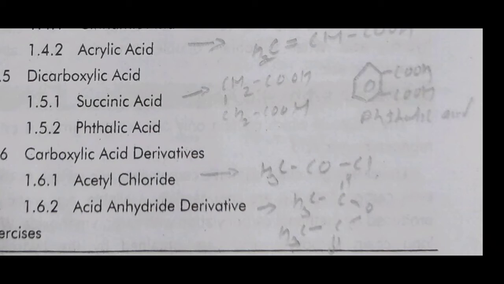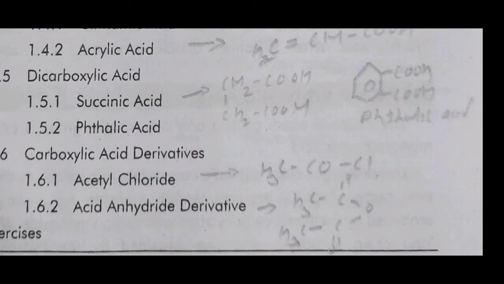In acetic anhydride, there is formation of acetic anhydride by removal of a water molecule from the acid. For example, suppose I take two molecules of acetic acid, CH3COOH. Removing a water molecule forms CH3COOCOCH3, an anhydride derivative.